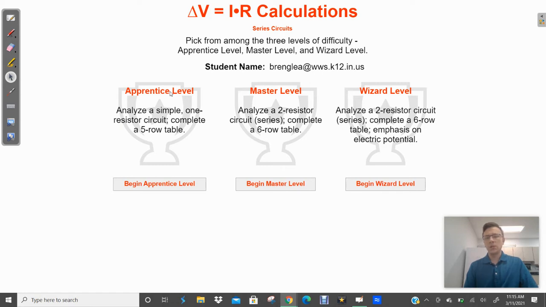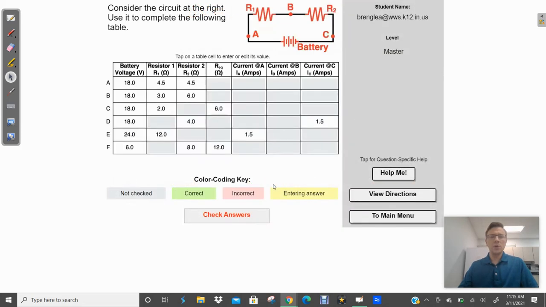I'm probably going to have to break this one down into two videos. I'm going to go through the master level in this video and then the wizard level in a separate video. The apprentice level is pretty simple, so by talking about the concepts in the master and wizard level, you should be able to do that one. So let's go ahead and start with our master level here, and let's look at what's going on.